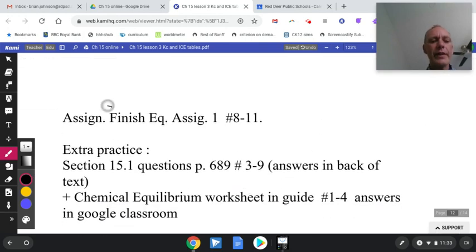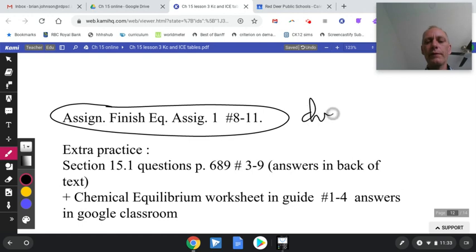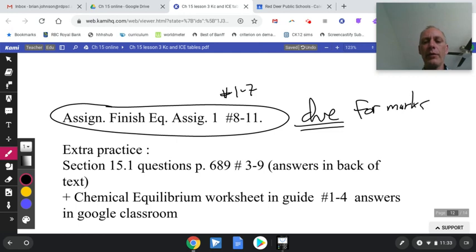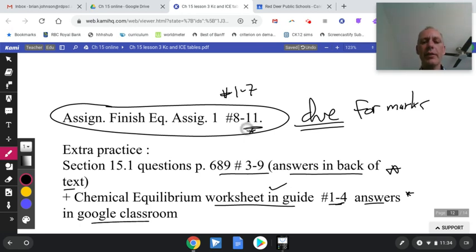Okay, so this is the assignment that is due. I can't remember the due date. You can check in the Google Classroom. So it's the second half. You should have already done numbers 1 to 7 yesterday. And if not, you're going to do those as well for marks. So you're going to hand that in to me. But before you do this, I would go and do some practice ICE questions. There's some in your textbook. Answers are in the back of the text. And there's also this worksheet in your study guide. And I have given you answers in this lesson in the Google Classroom for you to self-check that work. There's no quiz or test this week. It's just this assignment for marks.